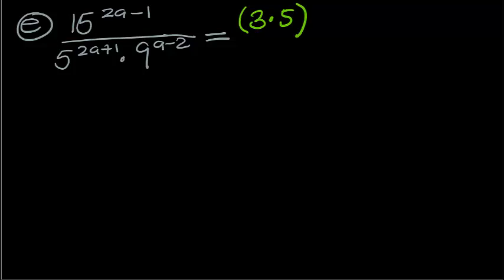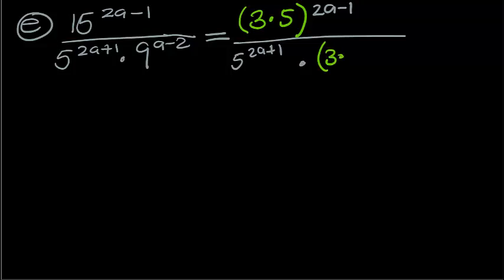And then we keep the exponent 2a minus 1 over, I'm keeping the 5, so 5 to the 2a plus 1, times our denominator, and we're going to have 3 times 3 to the a minus 2. Oh, that should be in gray. Okay, a minus 2. So all that we did right now was we factorized 15 and we factorized 9 in order for us to hit the same base.